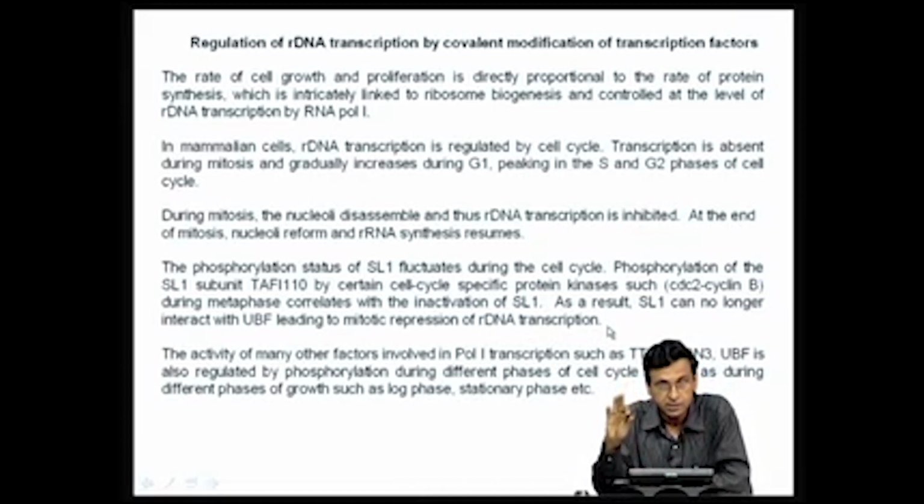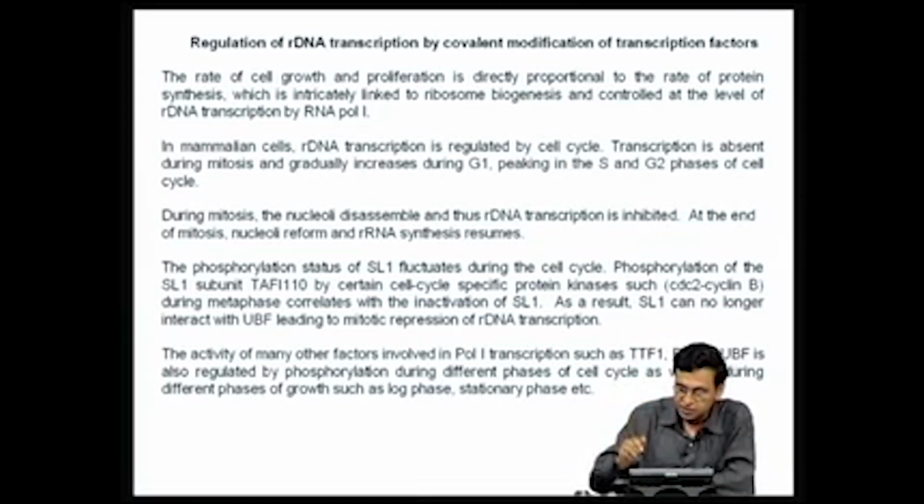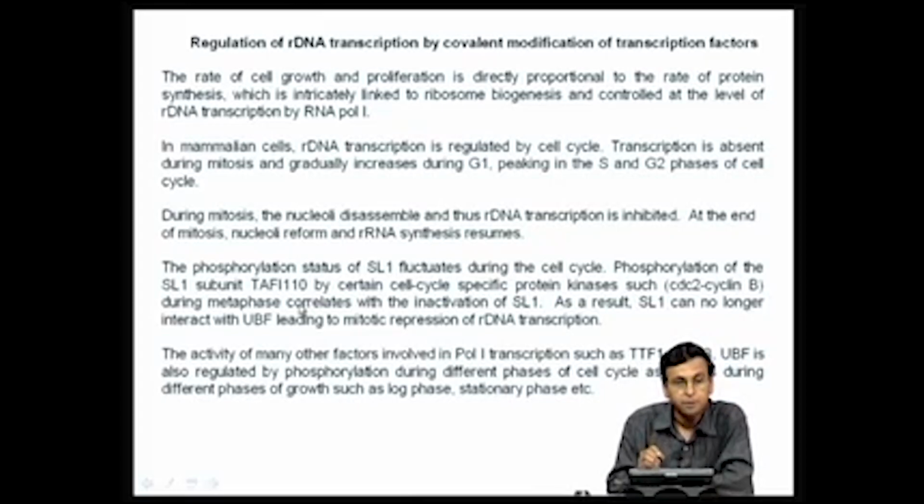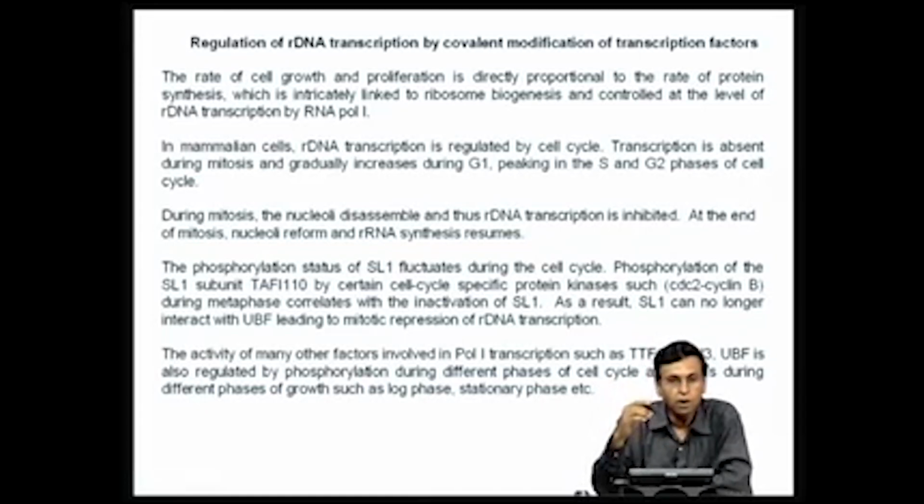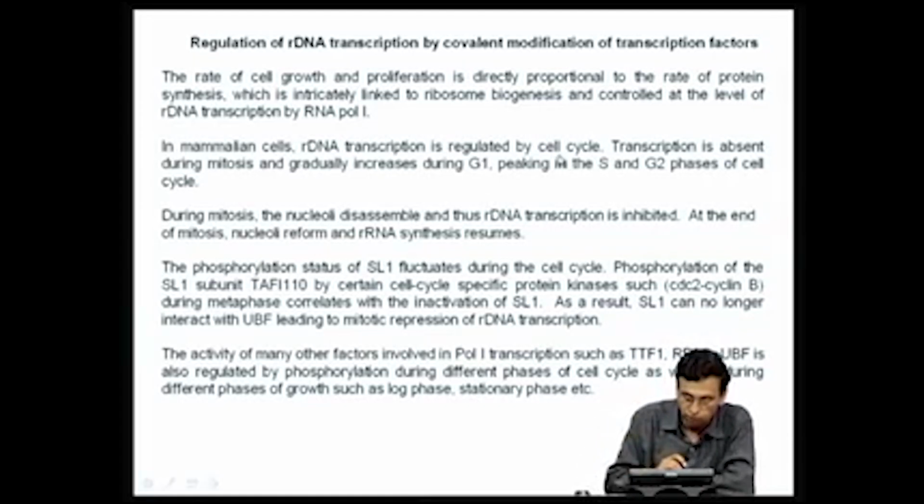So, during mitosis, a specific kinase called CDC2 cyclin B phosphorylates the TAF110 subunit of the SL1 transcription factor, and when this is phosphorylated, it can no longer interact with the UBF transcription factor, and as a result Pol I transcription cannot take place. So, one of the mechanisms by which RNA transcription is regulated is cell cycle specific phosphorylation of one of the subunits of SL1. When it becomes phosphorylated, it is inactivated, and therefore during mitosis RNA transcription is shut off.